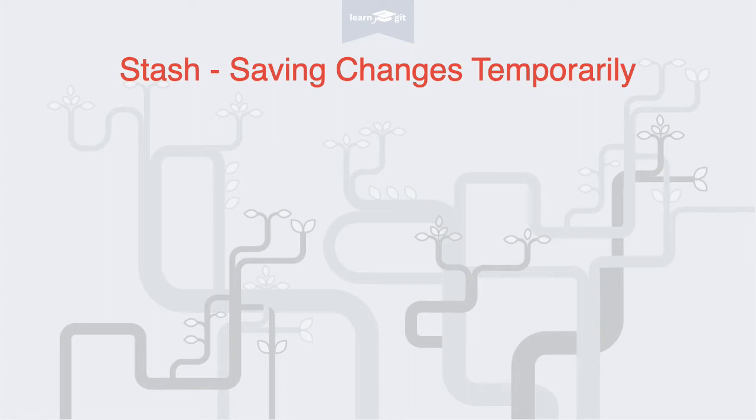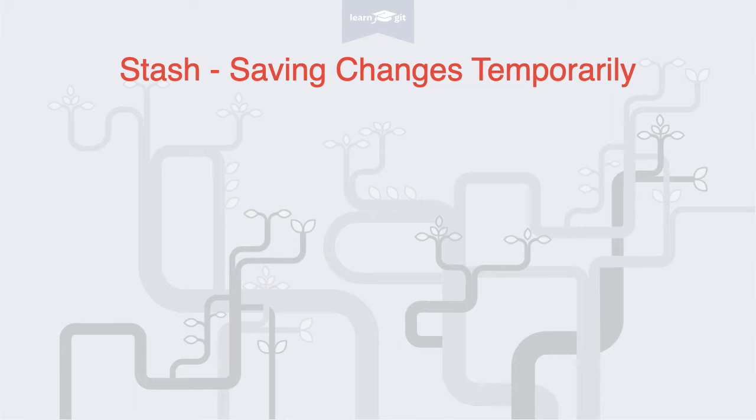In this video, I'll show you how to save changes temporarily in Git without committing them. Saving changes temporarily? Why is this useful? We often have to switch between different tasks, and often this leaves us with half-done work. For example, imagine you're working on a feature when suddenly an urgent bug report comes in.